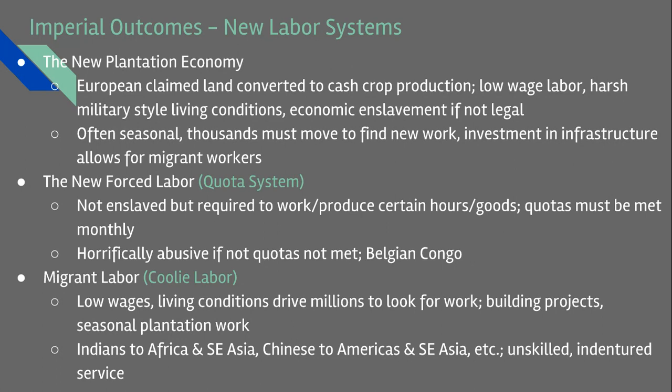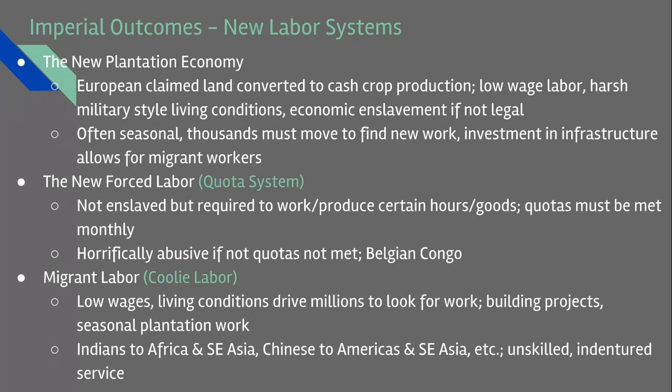One of the ways that they go about this is they establish a new plantation economy. This is especially prevalent in Southeast Asia and in sub-Saharan Africa. And essentially, what would happen is once Europeans laid claim to the land, they would then begin dividing it up into large-scale cash crop plantations.